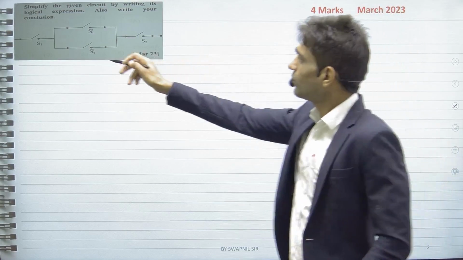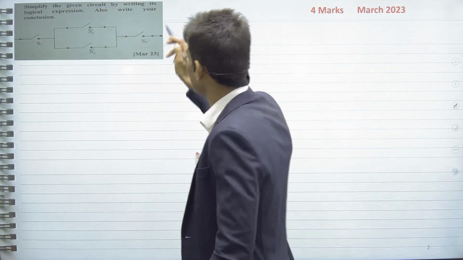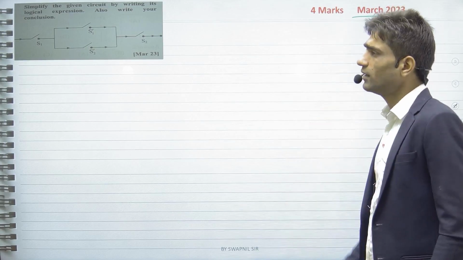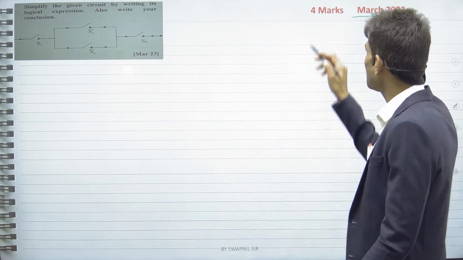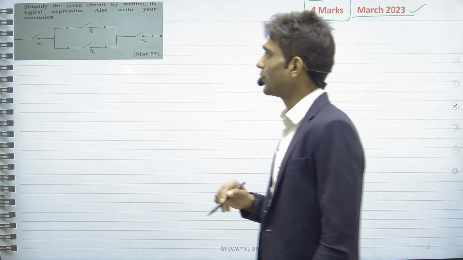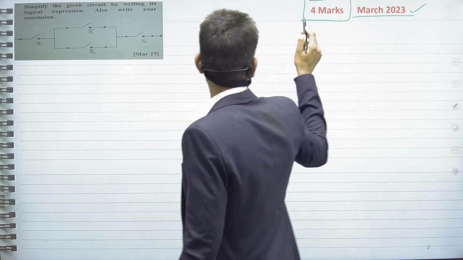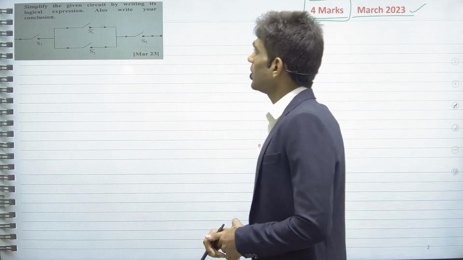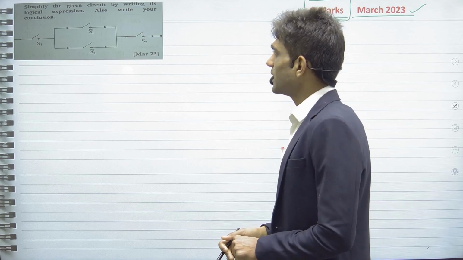Okay, so our first question I have taken from the board exam question paper, which is the latest question from the March 2023 board exam. It asks for 4 marks in our March 2023 board exam. So this is the 4 marks question. We have to simplify the given circuit by writing its logical expressions.